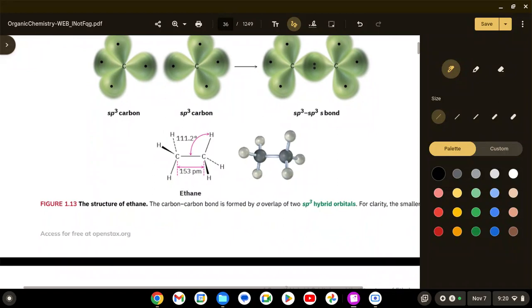So there are two sp3 hybrid carbons. As they get closer together, they start to hybridize like this. They start to attract each other like this. And then you get the bond. And then you get your angles between certain things.